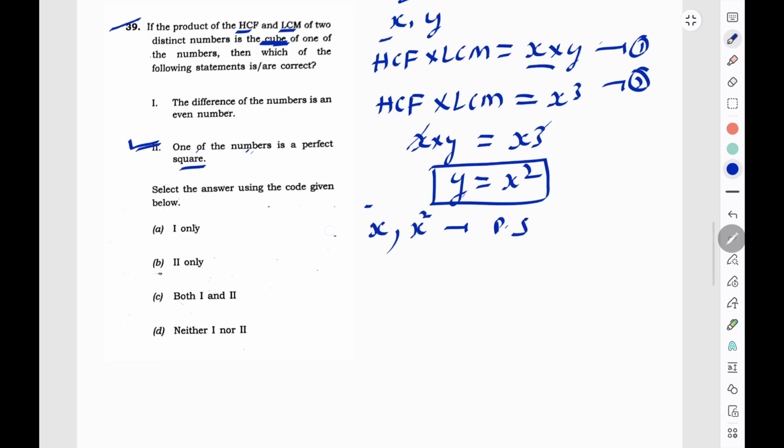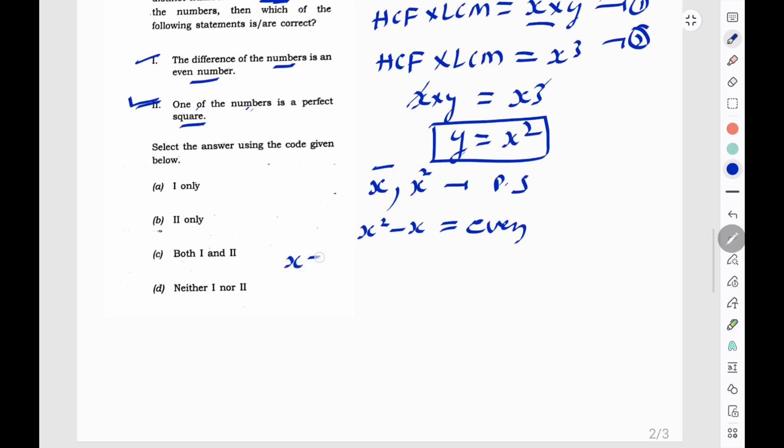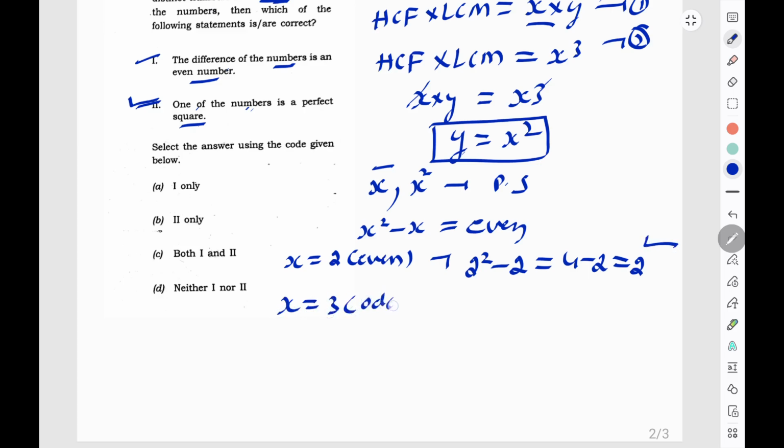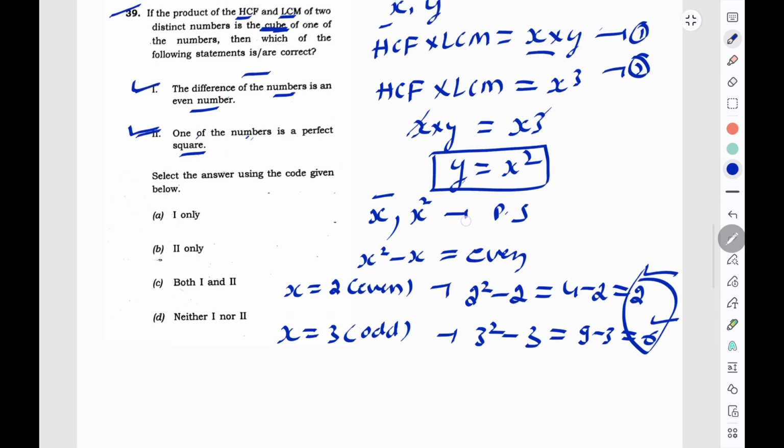Now look at statement 1: the difference of the numbers is an even number. We have the numbers x and x square, so the difference is x square minus x. We have to find whether x square minus x is even or not. Taking x as 2, an even number: 2 square minus 2 is 4 minus 2, which is 2. Yes, we get even. Let's consider an odd number also, 3: 3 square minus 3 is 9 minus 3, which is 6. This is also even. From these two, we can say the difference of the numbers is an even number. Hence both statements are correct.